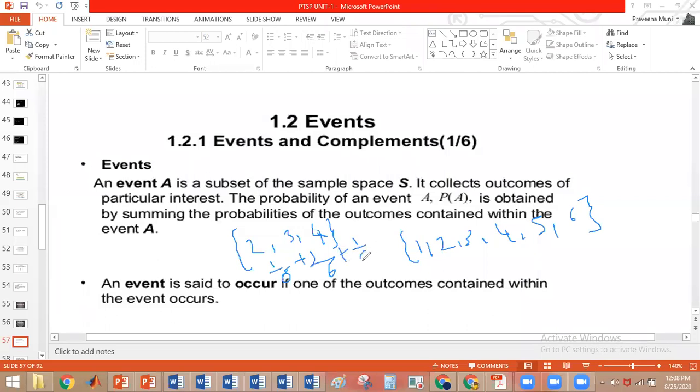What will the probability of this particular event be? It is the sum of probabilities of the outcomes contained within the event. That is, the probability of 2 plus the probability of 3 plus the probability of 4. Understood?